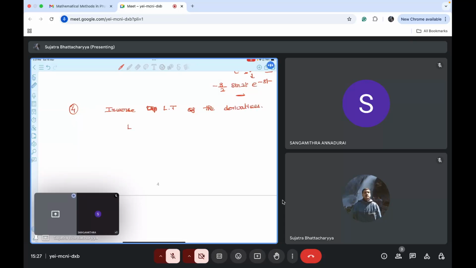Okay, so you have L inverse of d/ds of F(s), which is nothing but minus t L inverse of F(s). Okay, and this can be written as minus t f(t), because F(s), its inverse Laplace transform is f(t). This is how we define it.